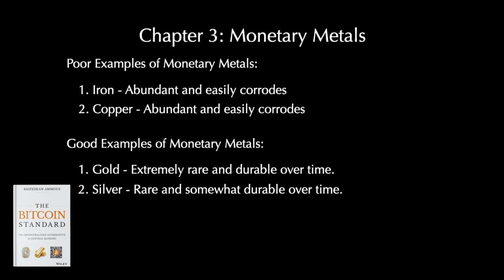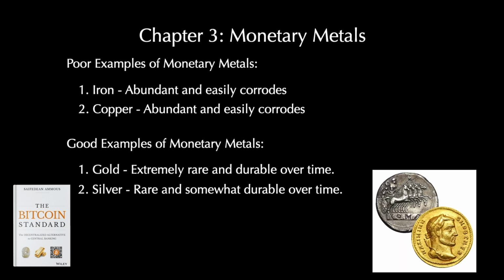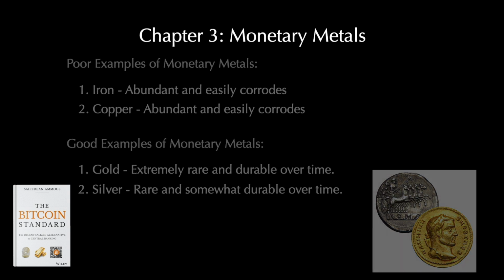These metals eventually began being minted in uniform coins, branded by their weight. Gold, silver, and copper coins were used as money for around 2,500 years, from the time of the ancient Greeks to the early 20th century. Gold coins turned out to be the best form of money because gold does not corrode.